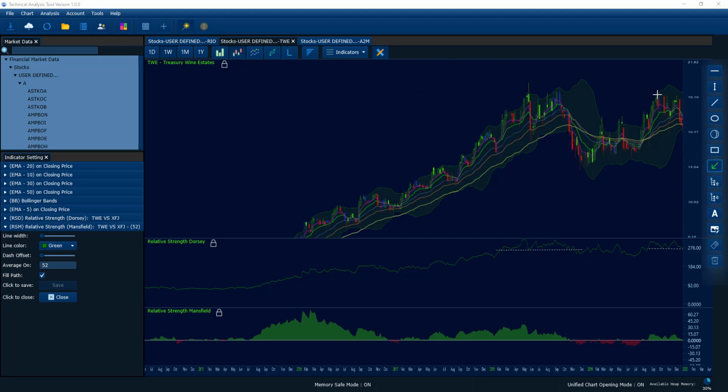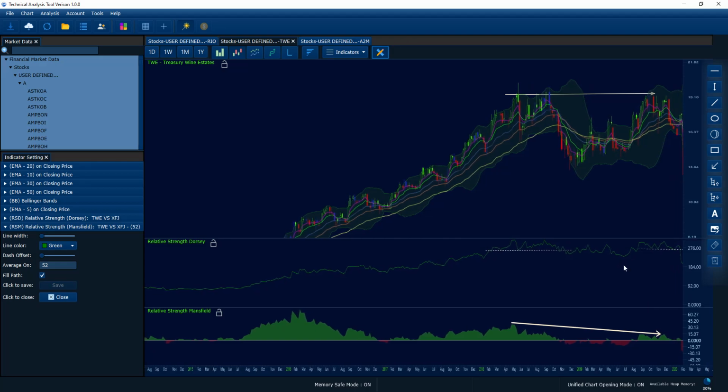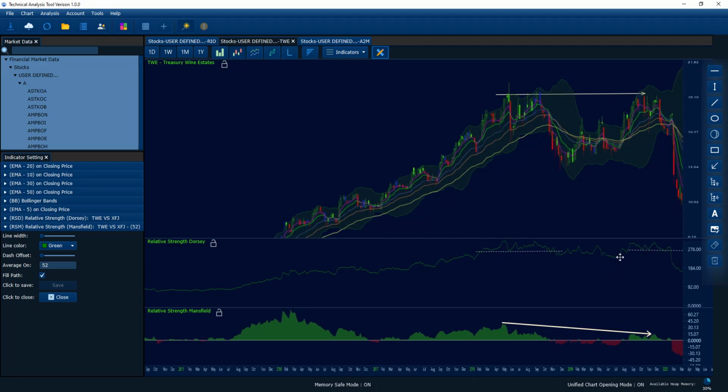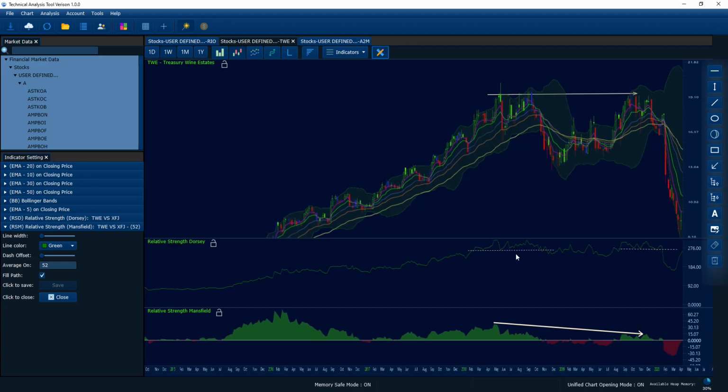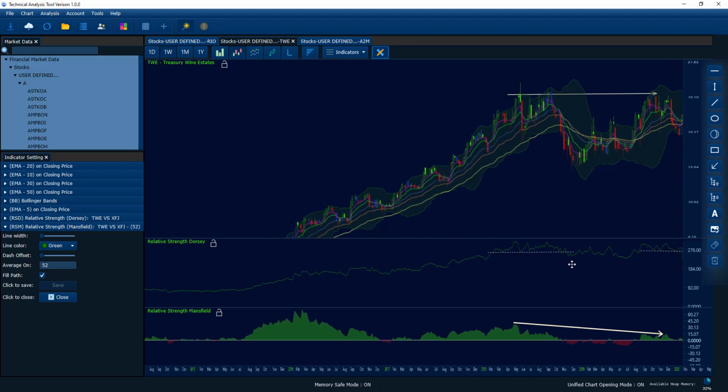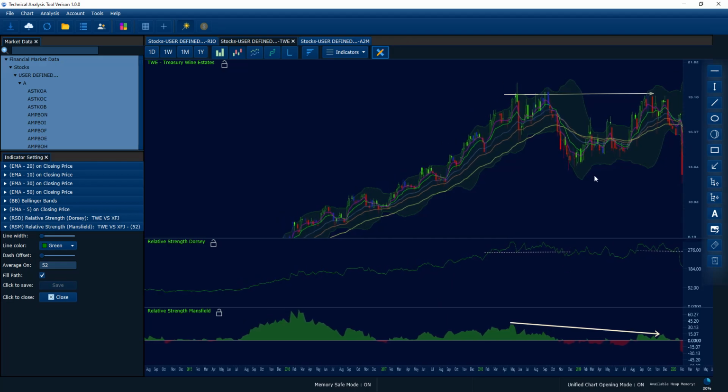For example, this top from here to here is at a relatively same level, yes, but actually the RSM tells you a divergence, and the RSD further indicates it. Actually, you can draw the support as well on the RSD, as I just mentioned. As you can see, when the RSD breaks down, that's a big fall happening. So the relative strength indicator can also tell you something before it breaks down.